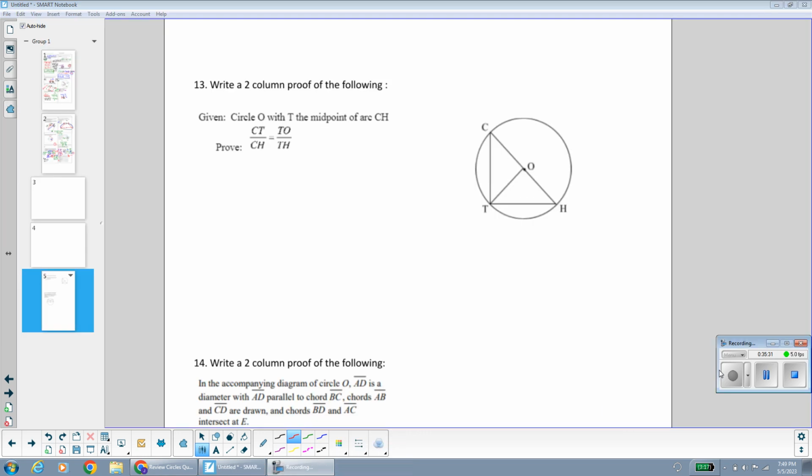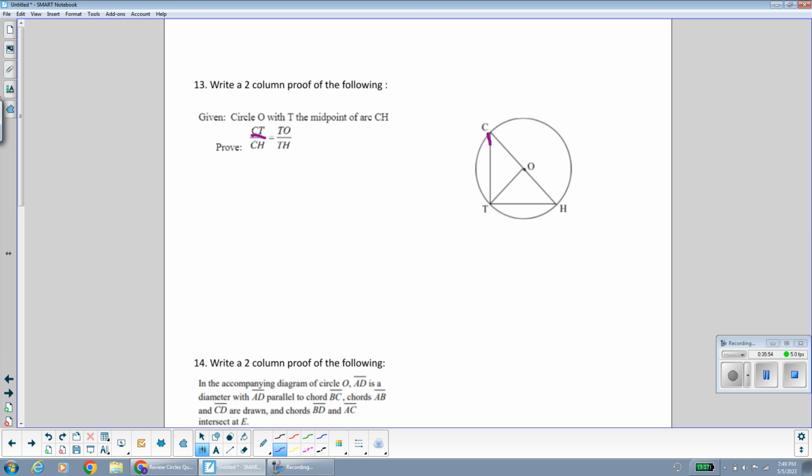The last part of this video are the two proofs on the review sheet. So I see from the proof statement that we're proving a proportion. And before we can prove a proportion, we need to prove that the two triangles are similar to each other. Now, the proof statement is going to tell us which two triangles we're focusing on. So CT, CH, those are two sides of this big triangle.